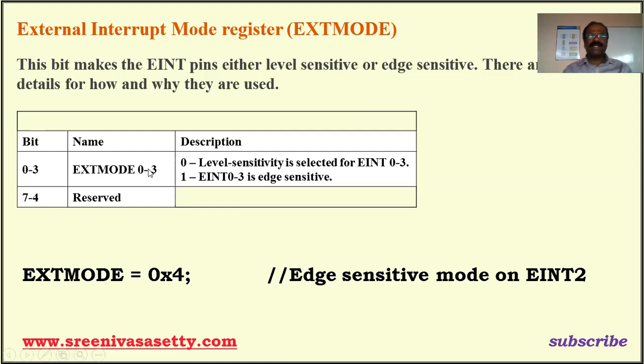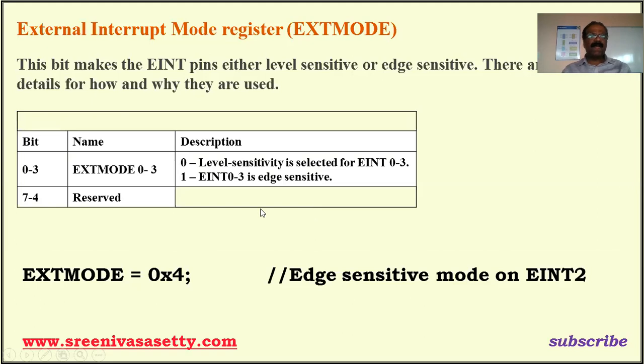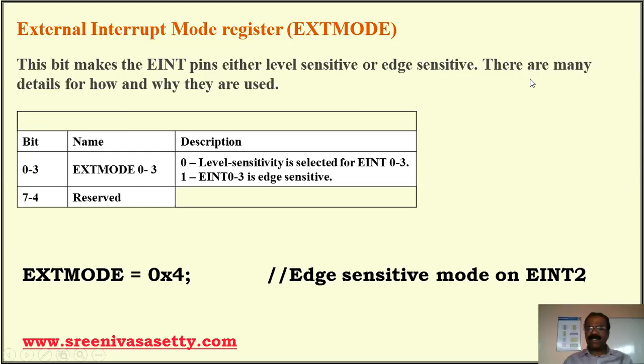We have 4 external interrupts. What are the positions of those interrupts? That is 14, 15, 16, 17, for external interrupt 0, 1, 2, 3. Now this bit makes the external interrupt pin either level sensitive or edge sensitive. What exactly is the meaning of this? There are many details for how and why they are used. Now just look here.